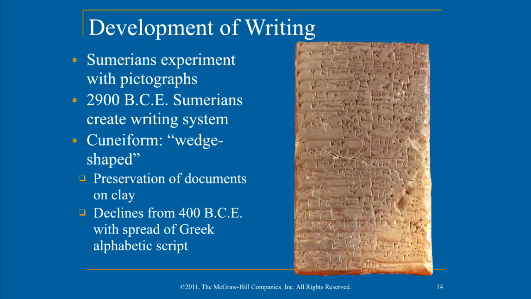Around 2900 BCE, Sumerians create a writing system. It's very, very basic. You can see it on the right-hand side. It's a series of lines, triangles, and points. It's known as cuneiform, or wedge-shaped writing. It has some pluses and minuses, especially for an early writing system.